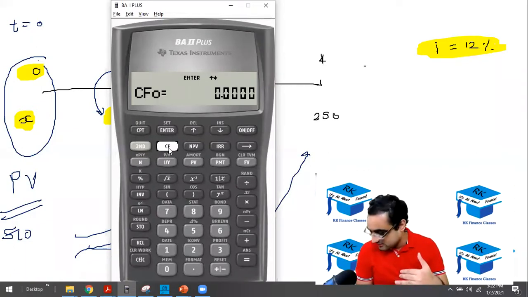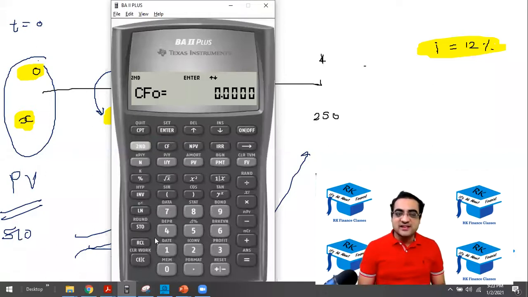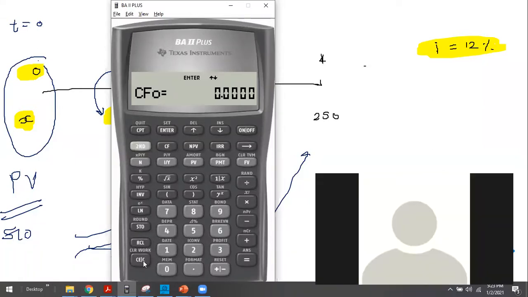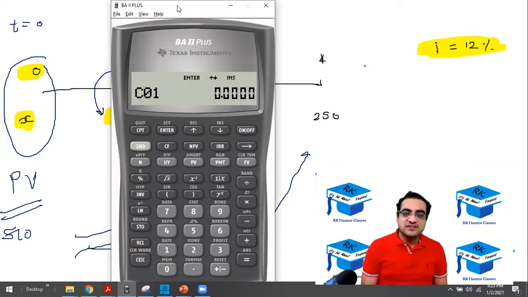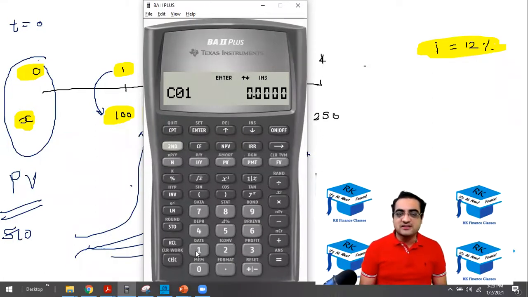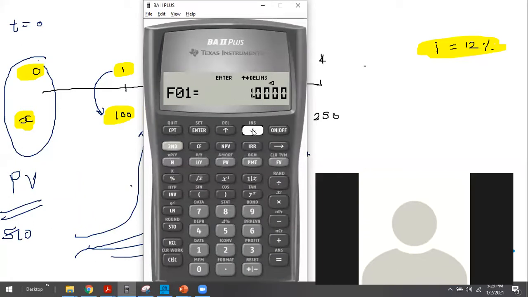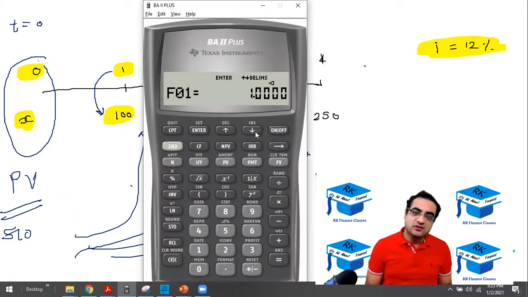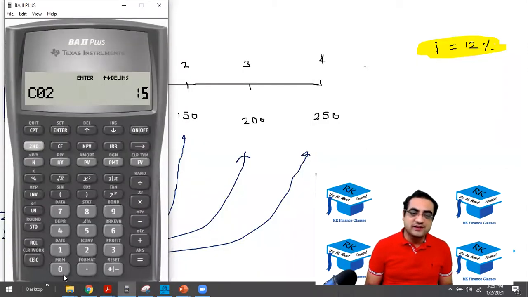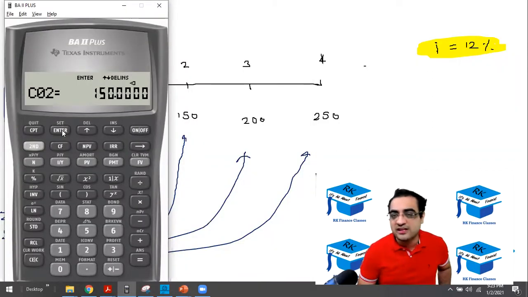Everyone press CF and press second clear work, and then say yes after I'm done. I repeat, CF, second clear work, is it done? Yes, sir. All right. After that, there is nothing in the year 0, so I'll scroll it down. C01 is 100, so press 100 and press enter. Tell me done or not done. Everyone? Yes, sir. Done. All right. Scroll down. Frequency, ignore it. So scroll down. C02 is 150, so press 150 and press enter. Let me know done or not done.